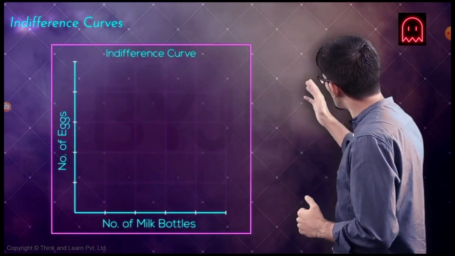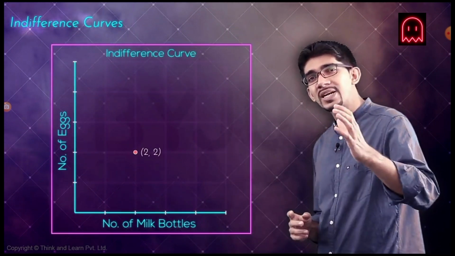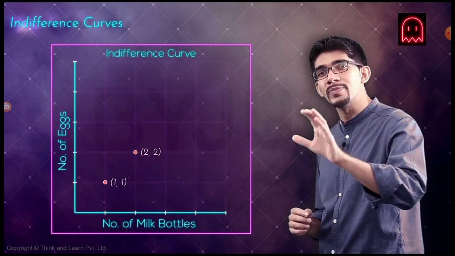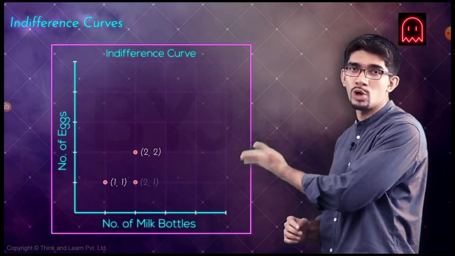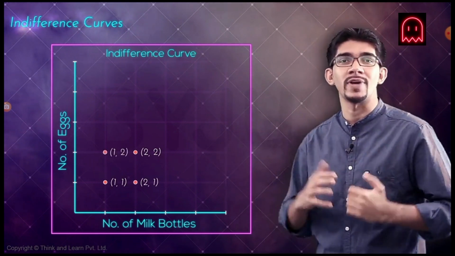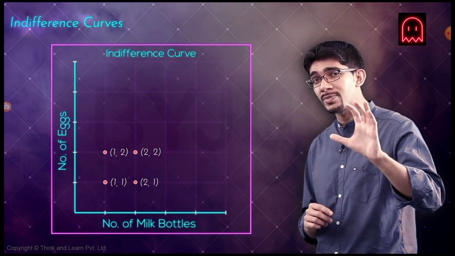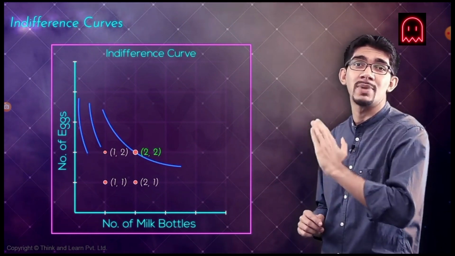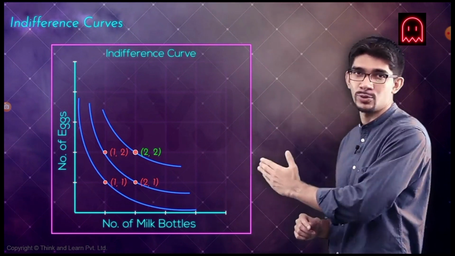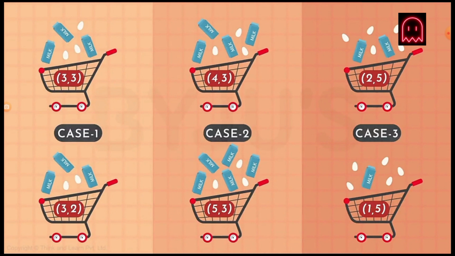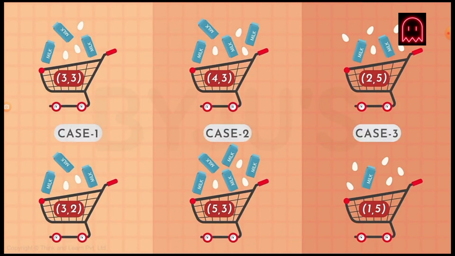Let's take a couple of examples to understand this. Consider the 2,2 bundle here. This bundle has more of both goods compared to 1,1. It has equal amount of milk but more of eggs compared to 2,1. But compared to 1,2, it has more of milk and equal amount of eggs. If Crusoe has monotonic preferences, he would prefer the bundle 2,2 to all the other three bundles 1,1, 2,1 and 1,2. Here are a few more example bundles for you. Try to figure out which one Crusoe would like in each case based on the monotonicity principle.